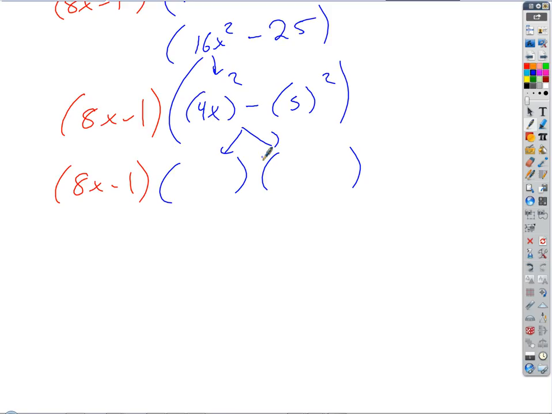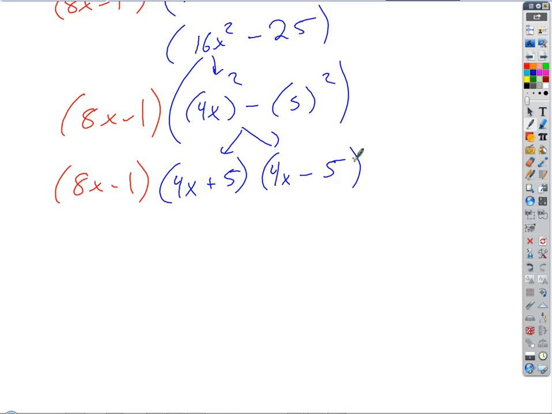A squared minus b squared breaks into a plus b times a minus b, where a is 4x. Does that make sense? Okay, and we're done. That's it, as far as we can go. How would you do the end behavior on that?